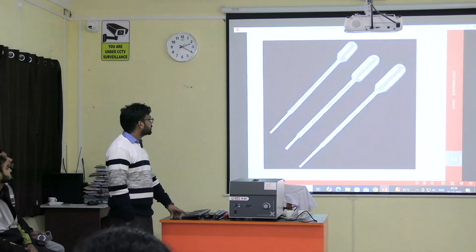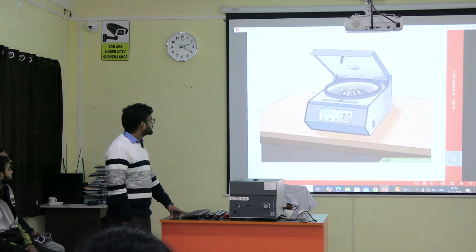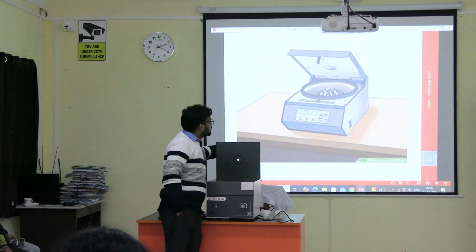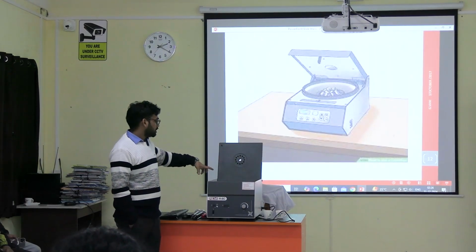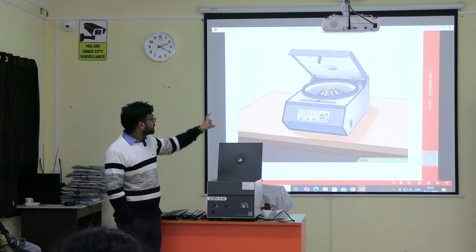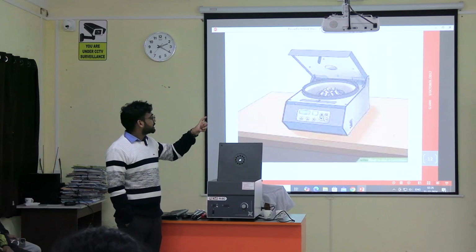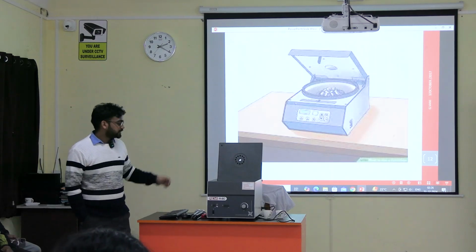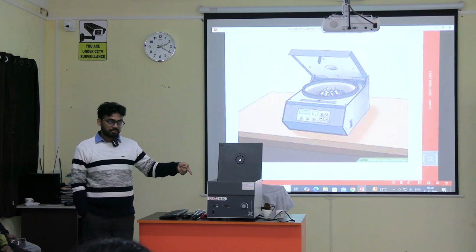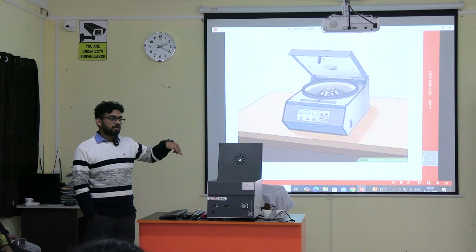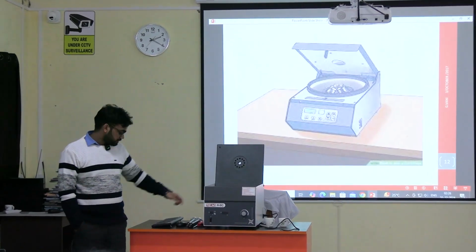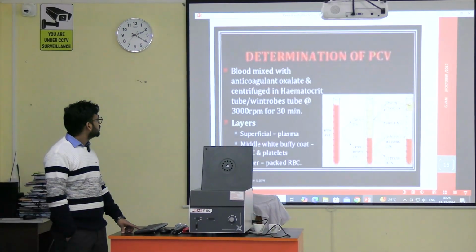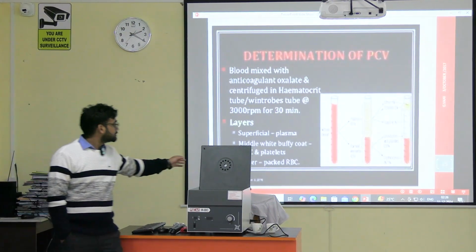These are the pipettes that are used to draw the blood. This is a tube. This is the machine, when you remove the lid. There are 16 different tubes in this set, in which we are going to place our blood, and then it will be used for centrifugation. This is the centrifuge machine. It looks like that.